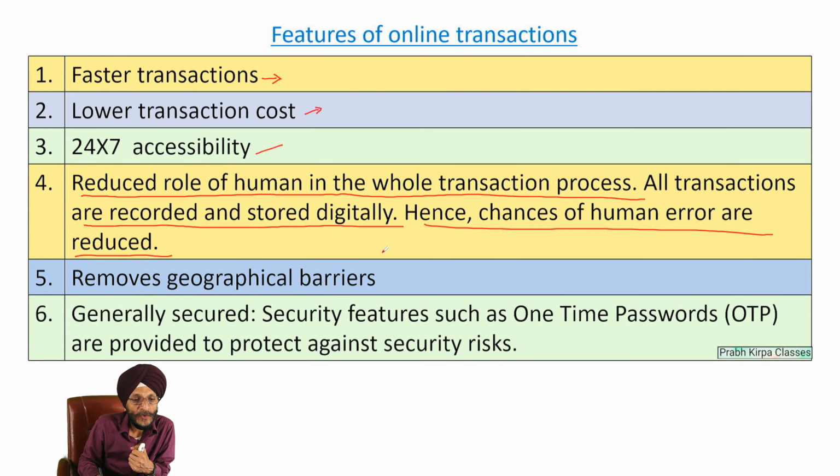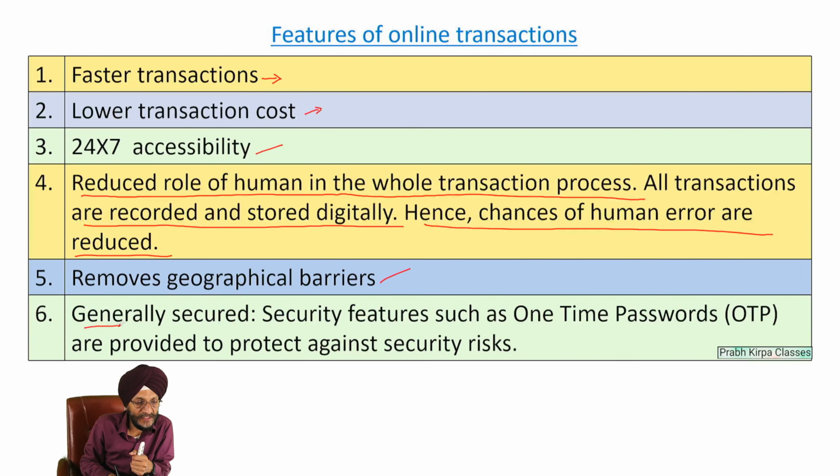Next feature of online transaction is that it removes geographical barriers. If you are to buy something, it is quite possible that the seller may be stationed at some remote city or in some other state, but you are not supposed to go there in case of online transaction. But in case of offline transaction, you have to go to that city. But while purchasing something online or while you are making payment to some other person online, you do not have to go there. You can make the payment or buy something while sitting at your home or in office.